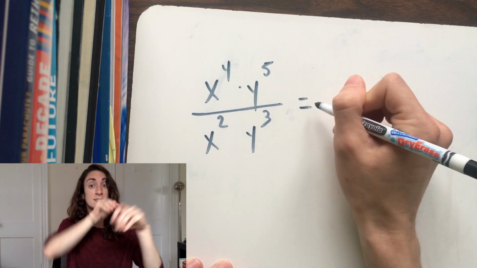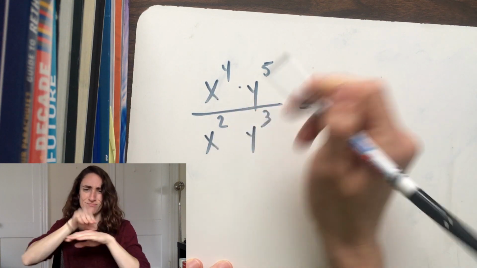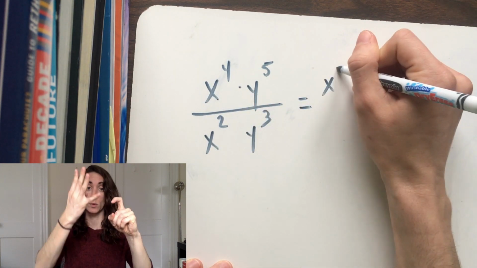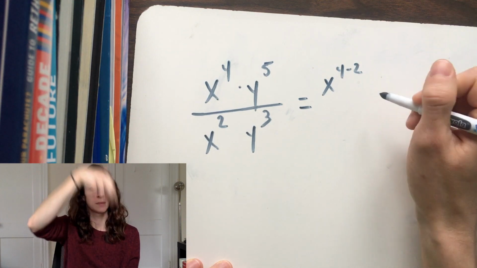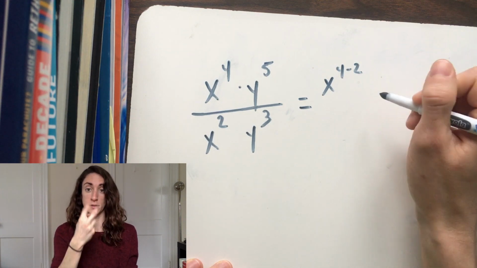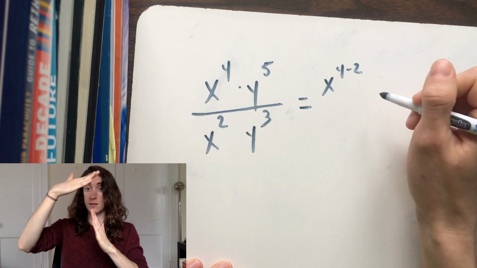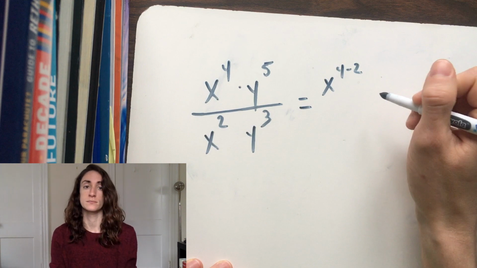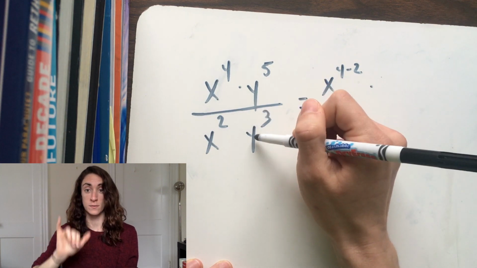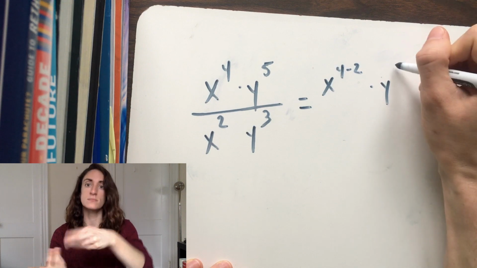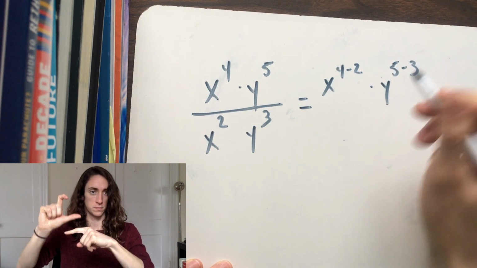So if you look at the terms that have the same base, x to the 4th and x squared, same as we've been doing before, the greater exponent is in the numerator, so that's where that term is going to stay, and you can subtract the exponents. Same thing with y to the 5th and y to the 3rd. The greater exponent's in the numerator, so that's where that y term is going to stay, and the exponent will be 5 minus 3, or 2.